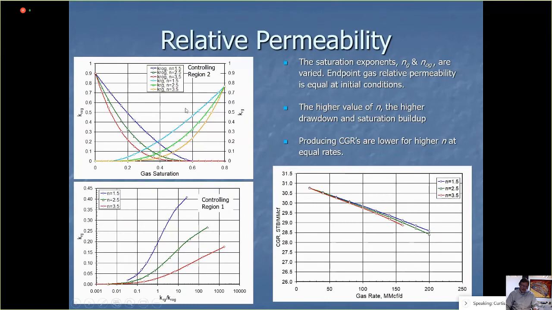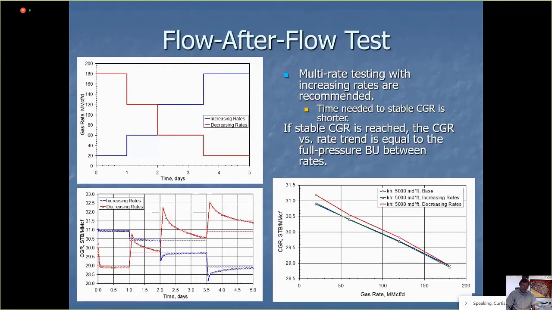Okay, so this is just studying the effect of relative permeability, and you see basically there's almost no effect on the shape. Now all of these have similar or the same critical saturations, I think. But basically you see there's no effect on the CGR variation from the rel perm curve itself. These are increasing and decreasing rates, just showing here.